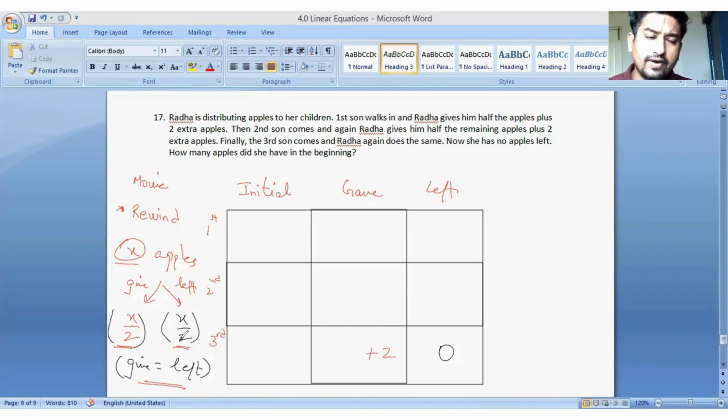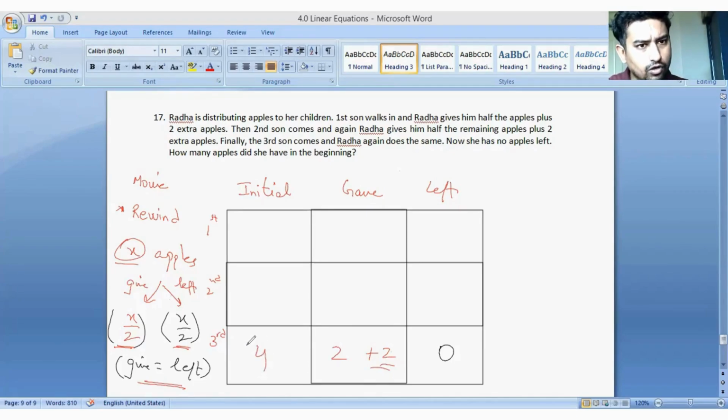right? Rewind this if you want again and again. I'll repeat this anyways. When she has given the third son half of what she had, she was left with half of it, which means what she gave and what she has is equal. And how many does she have right now? 2. Because when she took back the 2, this is the instance when she has given him half of what she had. That means in total, Radha gave this kid 4 apples.